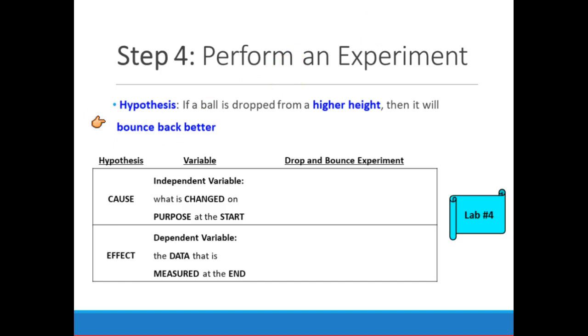So here's a hypothesis. If the ball is dropped from a higher height, it's going to bounce back better. It's not going to bounce back higher, but the higher the height we get, the better the bounces.